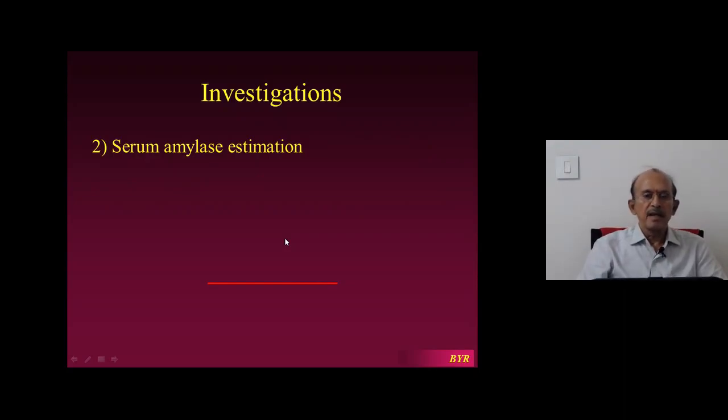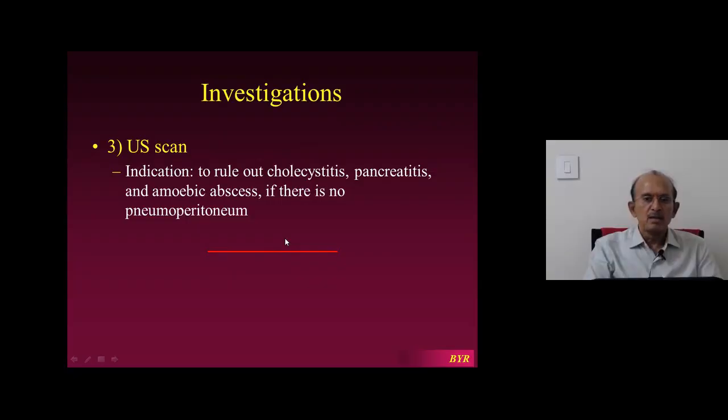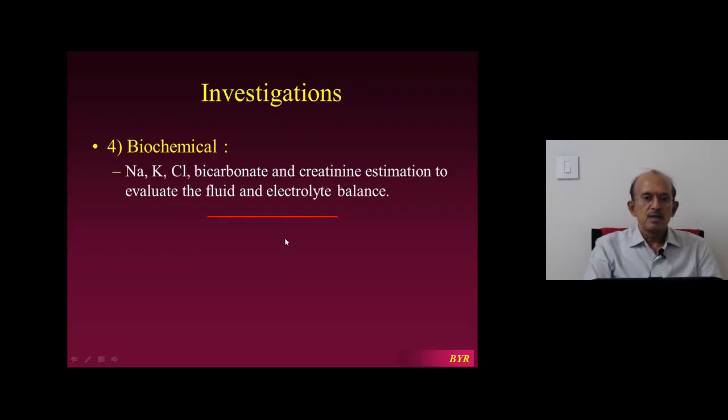Then of course, in any acute abdomen, as we already discussed, first you take the urine microscopy, then plain X-ray abdomen in erect posture, the second one is serum amylase estimation, then you go for ultrasound scan. So these are the things you must do in every case. Ultrasound scan for cholecystitis, pancreatitis, amoebic abscess if there is no pneumoperitoneum. Biochemical investigations: sodium, potassium, chloride, bicarbonate, and creatinine estimation to evaluate the fluid and electrolyte balance.